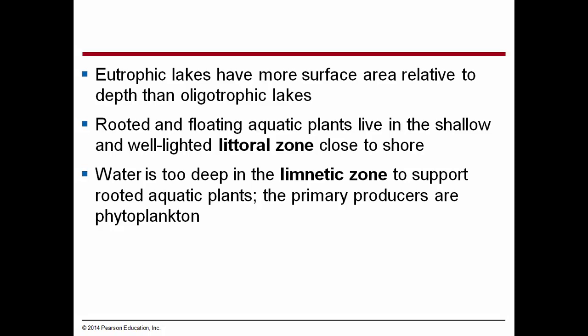Eutrophic lakes have more surface area relative to depth than oligotrophic lakes. So eutrophic lakes are shallower. Rooted and floating aquatic plants live in the shallow and well-lighted littoral zone close to shore. Water is too deep in the limnetic zone to support rooted aquatic plants. The primary producers are phytoplankton.